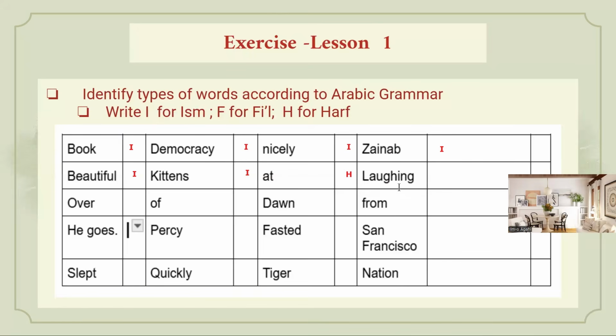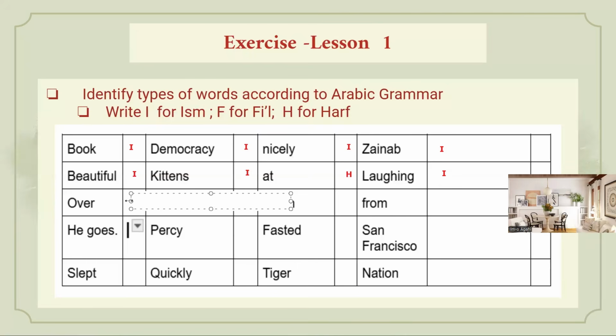Then laughing. Laughing is telling you an action, right? But does the word laughing tell you anything about the time? No, it doesn't. So this laughing is also ism. If a name of an action is there, but you don't see a mention of time, then this is ism. Okay.